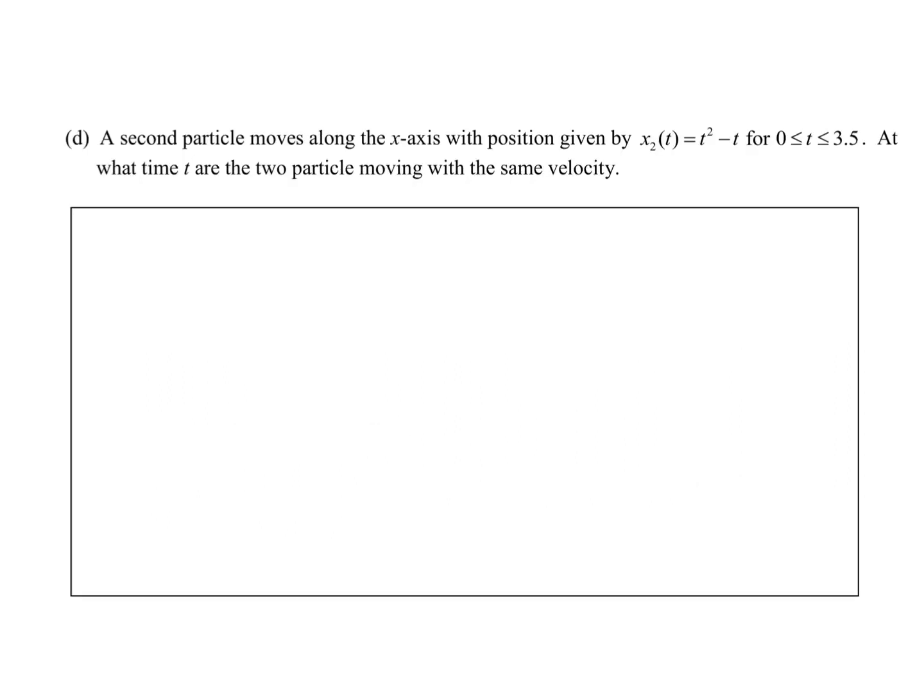Last but not least. A second particle moves along the x-axis with position given by x sub t. Okay, at what time are the two particles moving with the same velocity? So what they're asking for essentially is, and I'm not suggesting you write this, but just when does x prime of 2 equal x prime of t? So you have options here too.